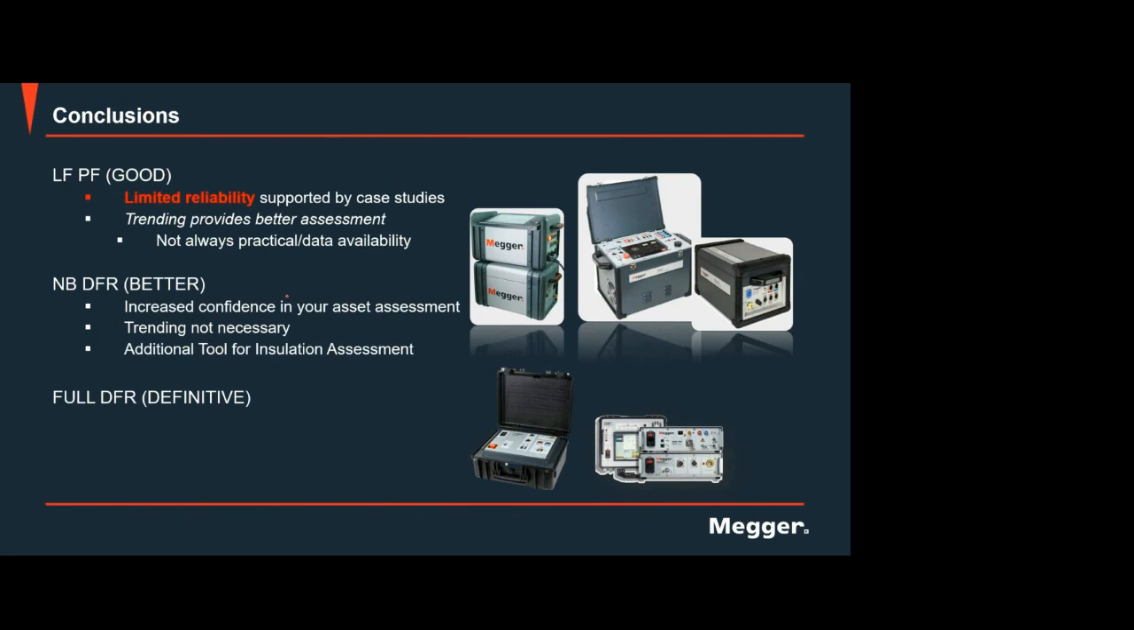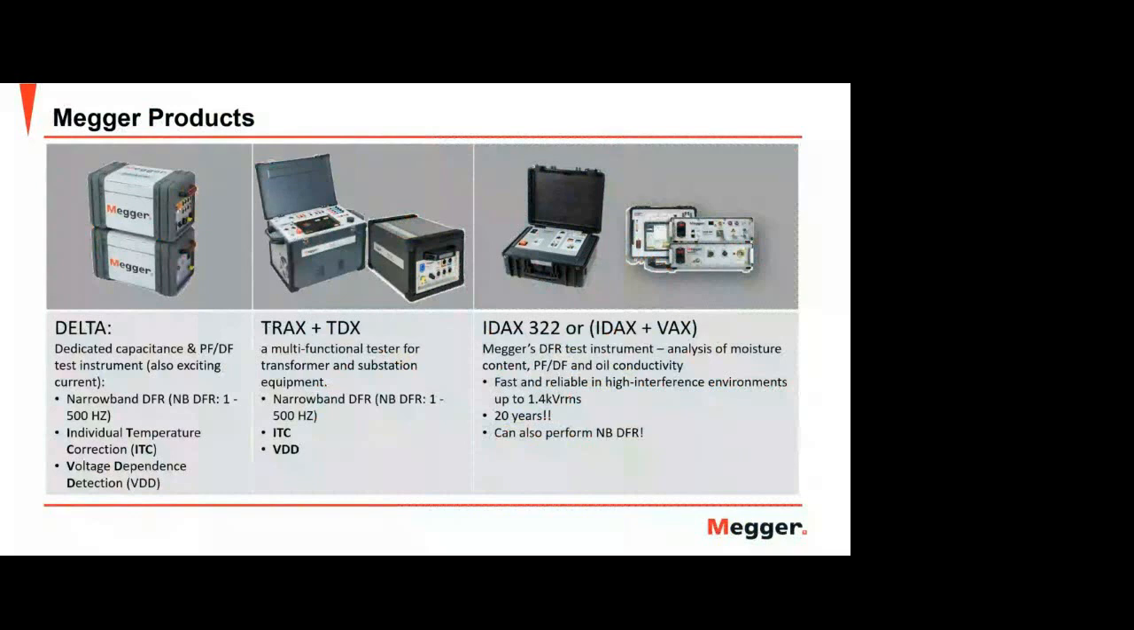But of course, it is best if you have additional equipment, which is full DFR, because that will give you a definitive result. It is a reliable indicator of developing problems, and it is smaller and lightweight, of course. And these are the products that we have. For the line frequency, we have Delta 4000 and the TRAX, which has ITC. Both have ITC and BDD. And for the full DFR, we have the IDAX322 that can go up to 2 kV in one unit. But we also have the IDAX300, IDAX350, wherein you still need to buy the VAX, the amplifier, for you to have the 2 kV.